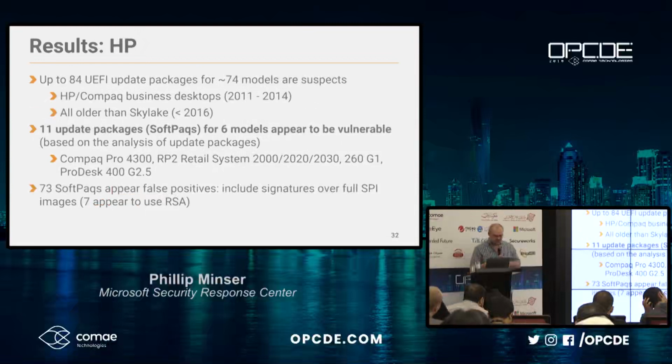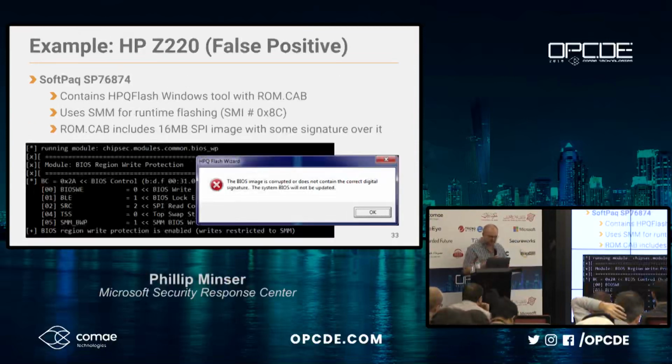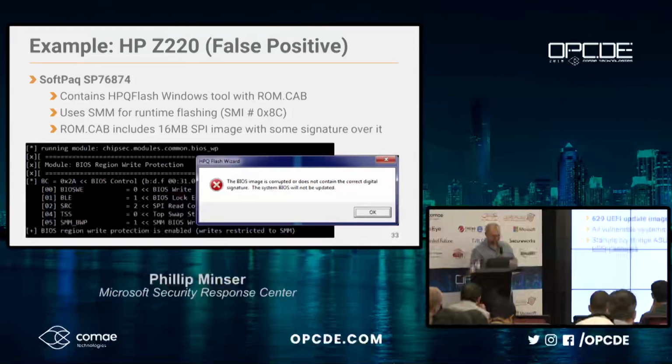HP, we verified 11, which has vulnerable update packages for 6 models, but HP has a high rate of false positives. As you can see here, our assumption doesn't work because it checks the signature with some manifest which is delivered separately from the image, so that's why we didn't detect this. So in HP we have a high rate of false positives.